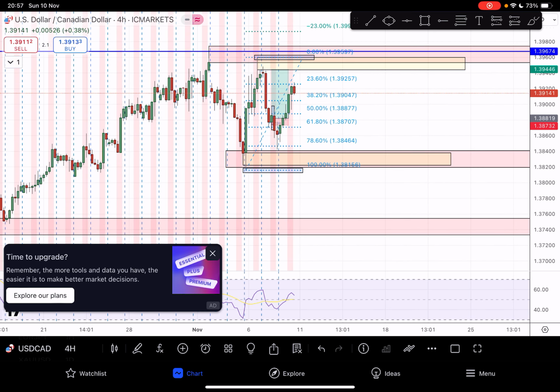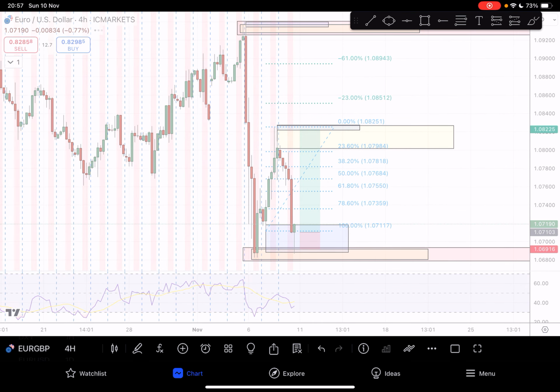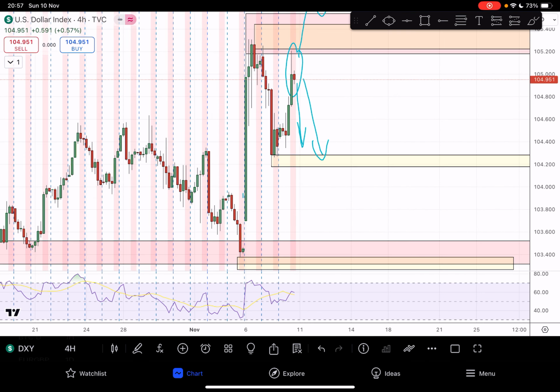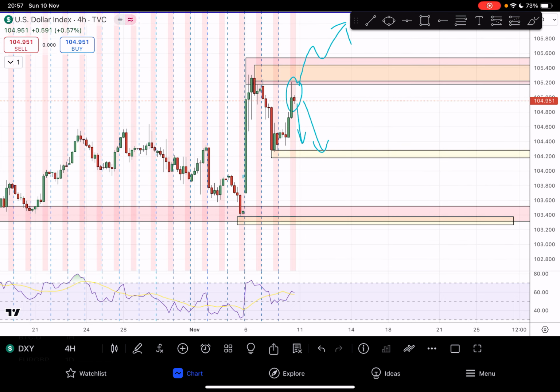USD CAD is similar price action to DXY. I think it's positively correlated. Obviously, it's not 100% linked, but usually you can see the price does mirror the price action of DXY. So you can see it's a massive bullish engulfing candlestick. It made a higher low, and now it's going up to a higher high.